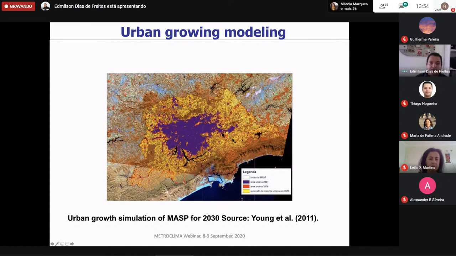This figure is from Andrea Young, in 2011. It shows in this yellow area what could be the urbanized area of the metropolitan area of São Paulo. The prognosis here shows us that most of the 39 municipalities of the metropolitan area of São Paulo are going to be urbanized. So we made some simulations trying to show what happens if this growth really happens.